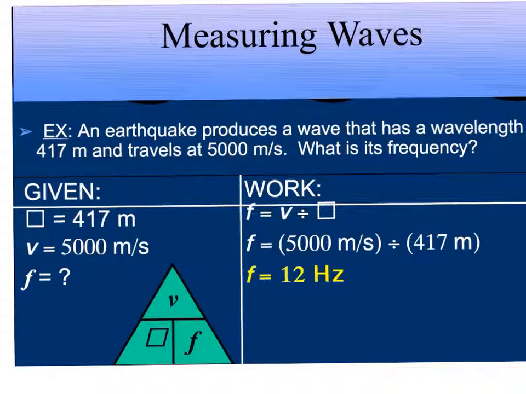Here we have a problem dealing with earthquakes. An earthquake produces a wave that has a wavelength of 417 meters and it travels 5,000 meters per second. What is its frequency? Well, again, if we have our formulas in front of us, we will know that frequency equals our velocity divided by our wavelength. We are given a velocity of 5,000 meters per second. We are given a wavelength of 417 meters. So we take this, divide our 5,000 by our 417, and we would have a frequency of 12 hertz.